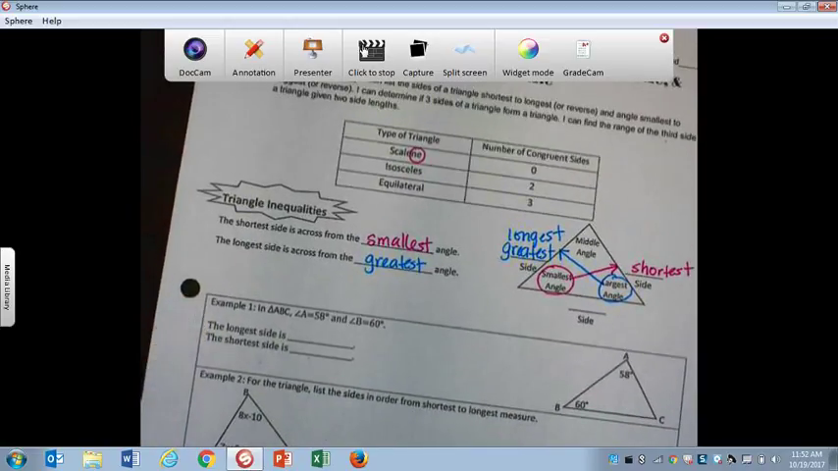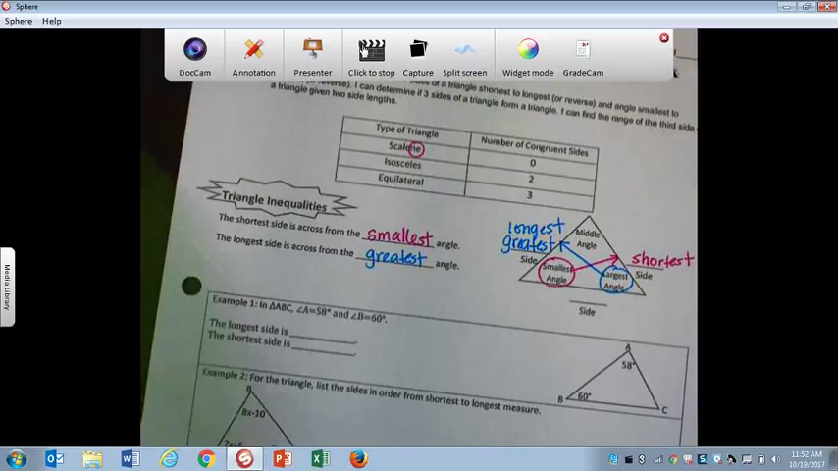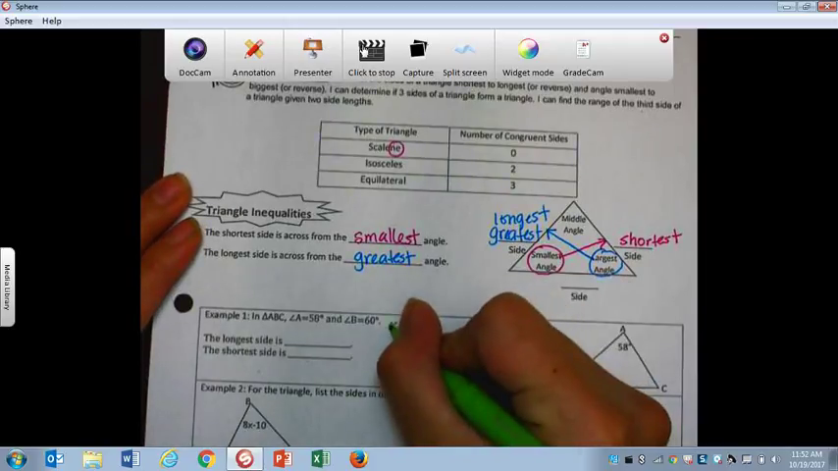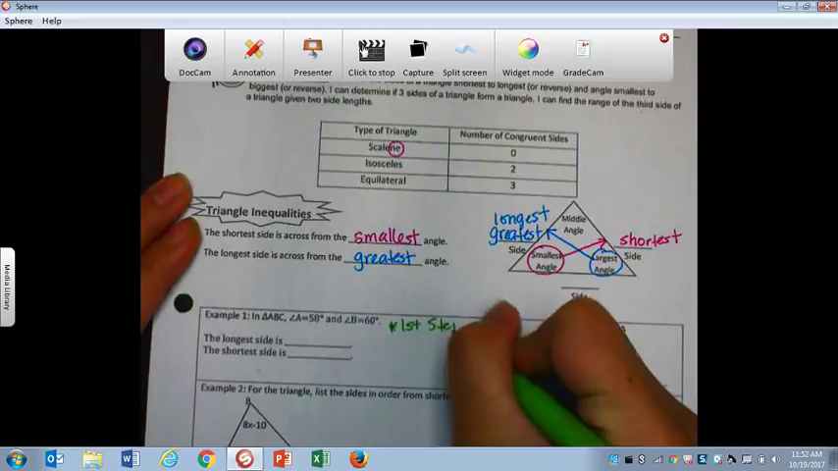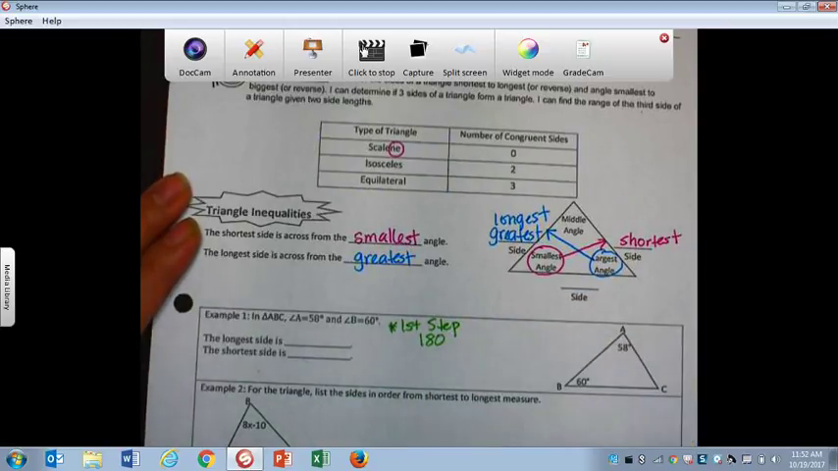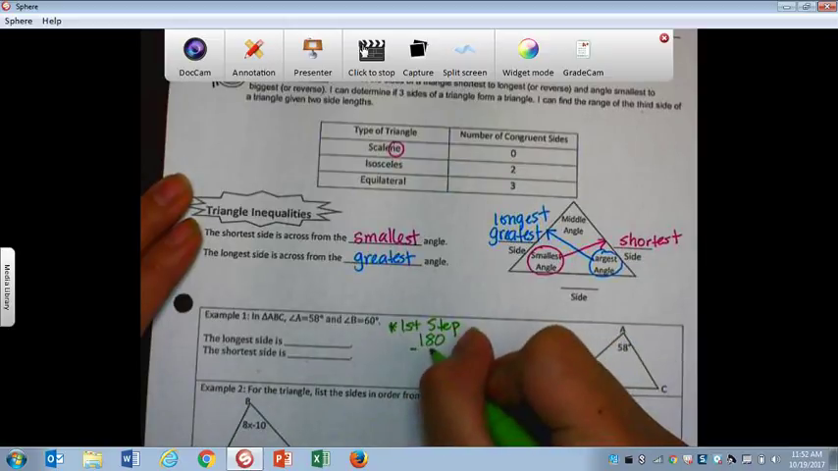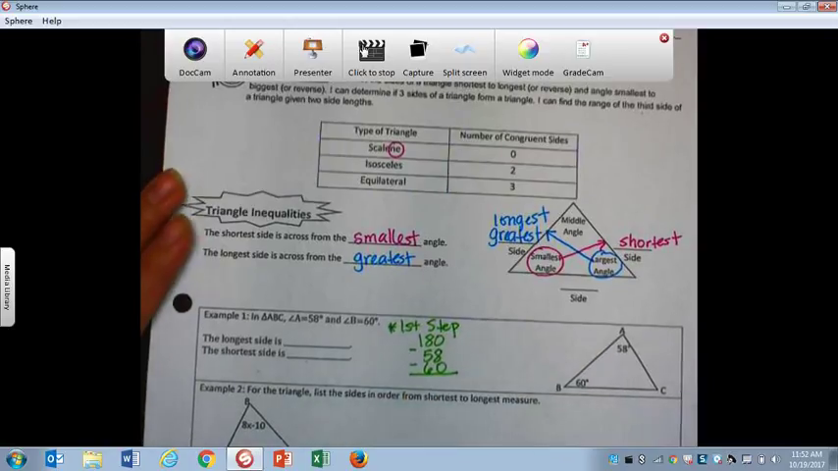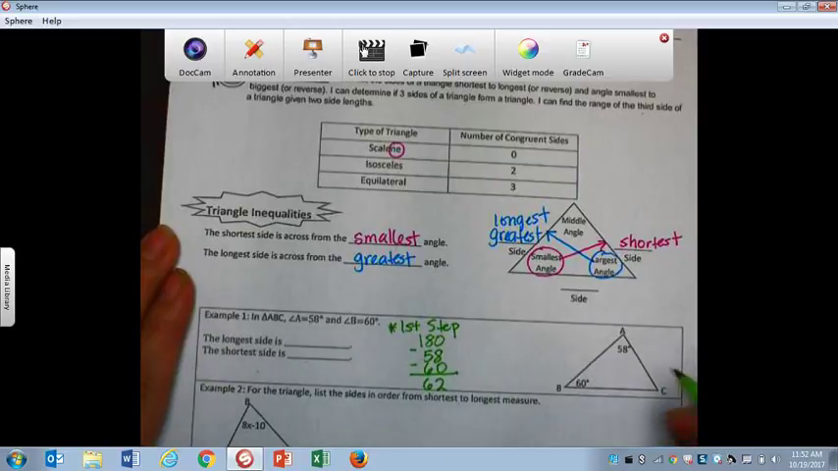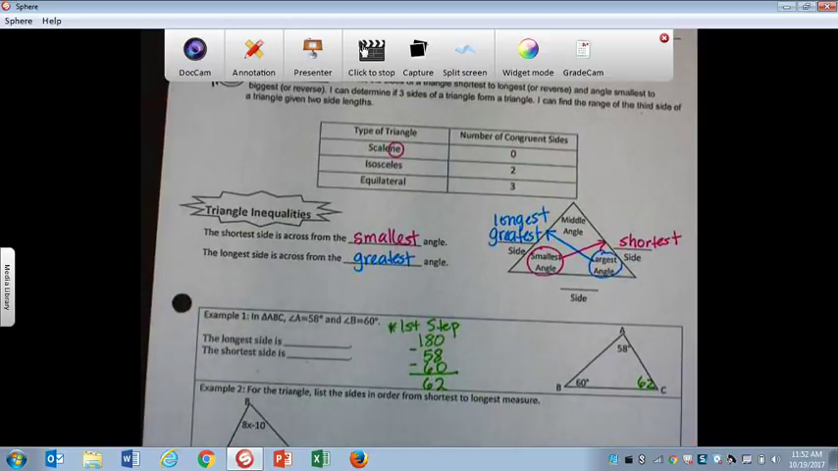Now let's look at this example. In triangle ABC, angle A is equal to 58, angle B is equal to 60. What I would do first, so I'm going to label this first step, is find that missing angle. To remind you, there's 180 degrees in a triangle, so you would go 180 minus 58 minus 60, and your missing angle, what'd you guys get? I got 62. So I'm going to put that in there. Do not go to work until you have all three angles.